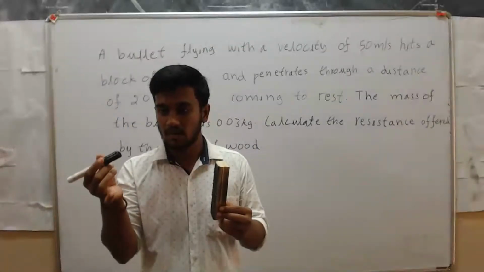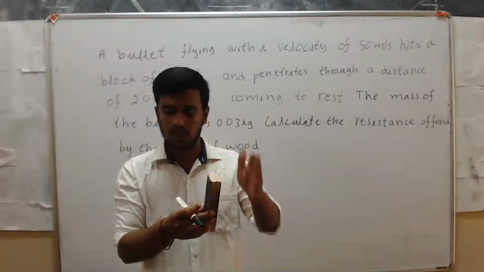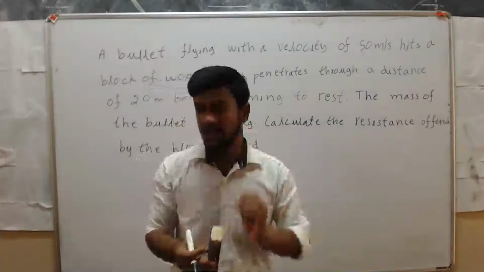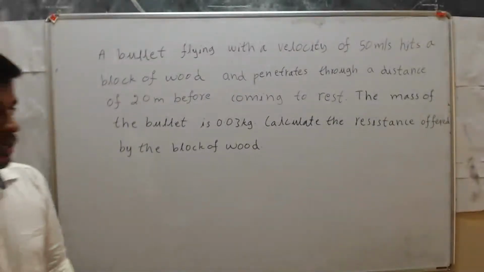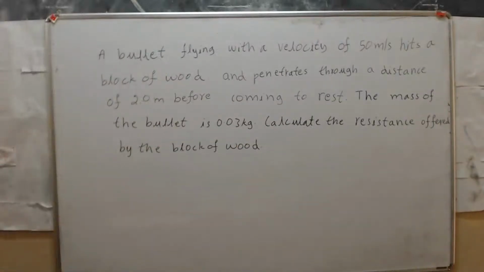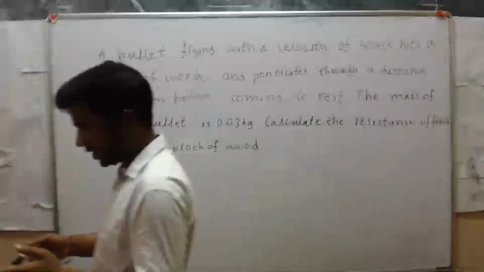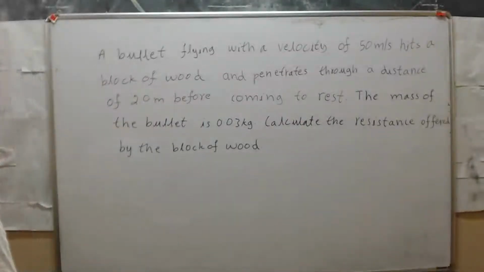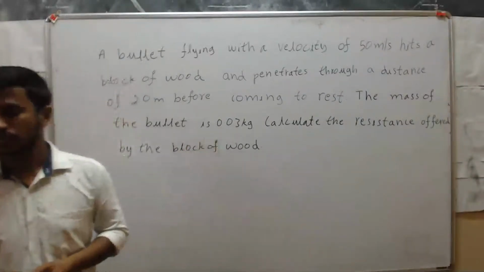Why? Because the bullet applies a force on the block of wood, and the block also applies a force on the bullet. So that's why the bullet finally comes to rest. The block of wood brings the bullet from motion to rest, and to bring it from motion to rest it should apply a force. So calculate that force.